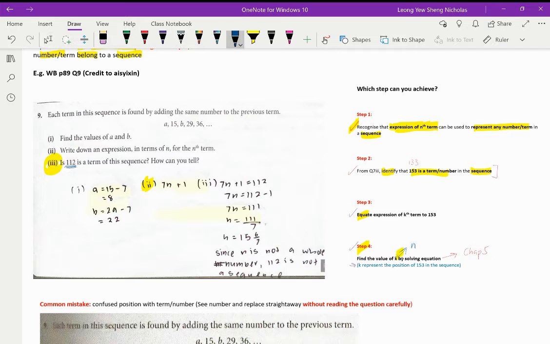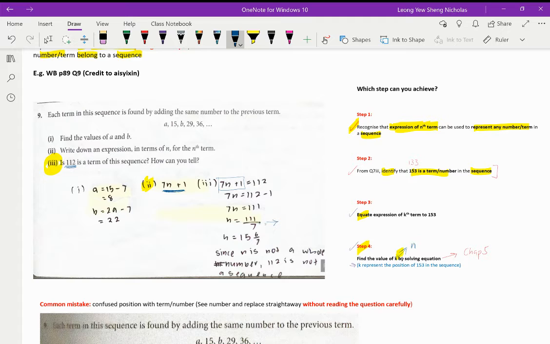First, we use the expression in part 2, 7n plus 1, and we equate it to 112, because we want to test whether 112 belongs to this sequence or not. If 112 belongs to this sequence, this means that we can represent it as an expression of the nth term. But we don't know yet for now. That's why we need to equate it first to test things out. So we solve this equation, and I reach this step here: n equals 111 over 7.